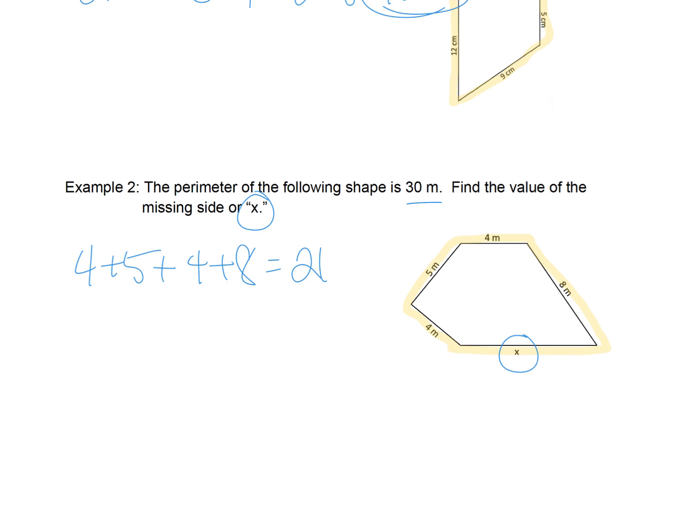But again, that's not our final answer. We know that the total perimeter is 30 meters. We need to find the missing part. So how we can do that is take the perimeter of 30, subtract the rest of the pieces that we already added up together, which was 21. 30 minus 21 equals 9. So our missing side is 9 meters. Again, don't forget to add your label. That's our final answer here on example number 2.